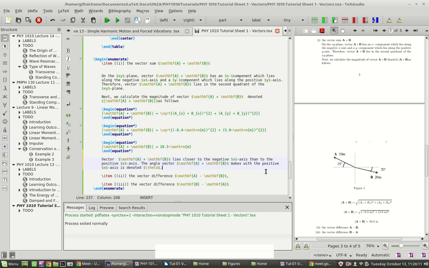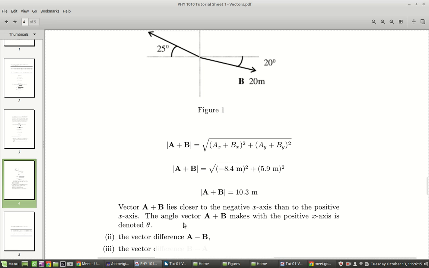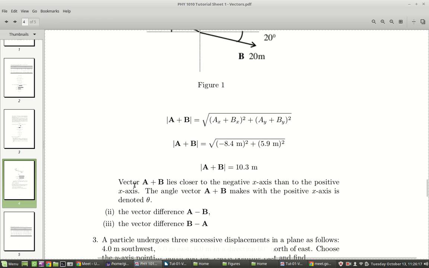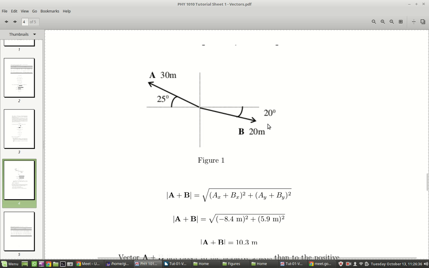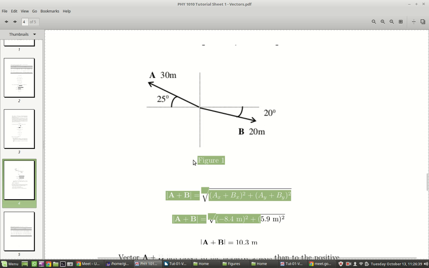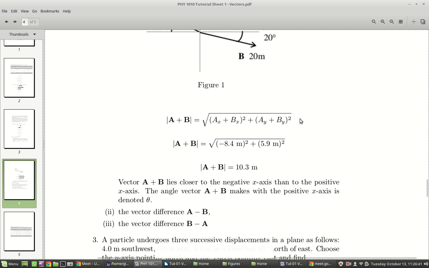Let me print this out so you can see what you're doing here. What you're saying here is that vector A plus B lies closer to the negative x-axis than to the positive x-axis, because we know A plus B is in the second quadrant. The angle of vector A plus B with the positive x-axis is theta. If you measure the angle from the positive x-axis to where the vector is, that angle is what you're calling theta.